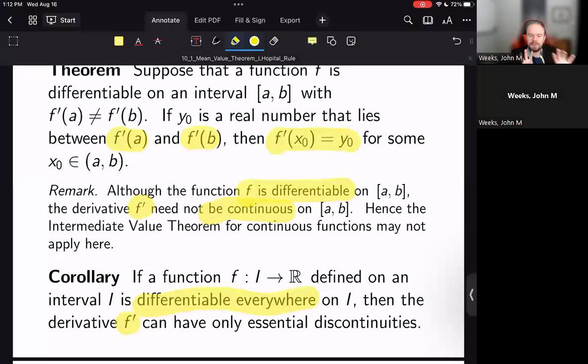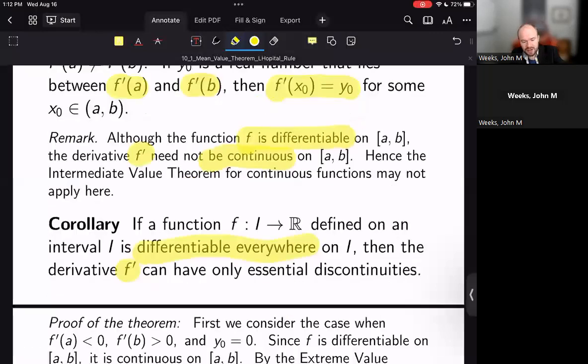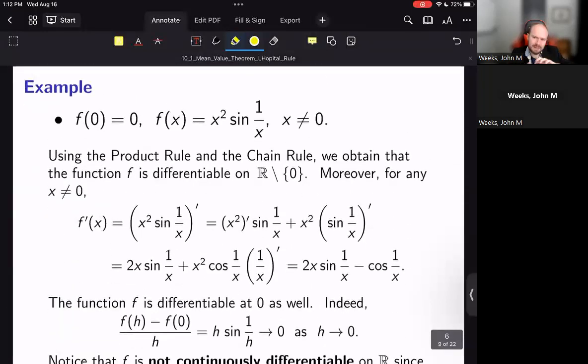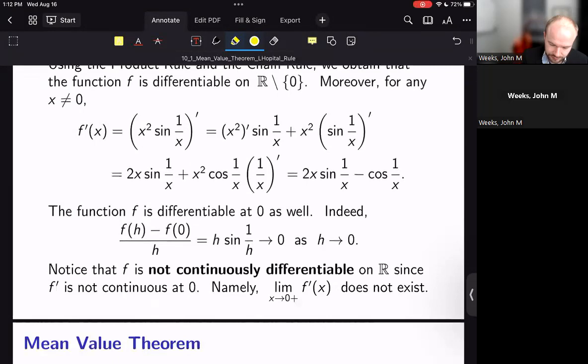So that tells us that maybe we can still have a derivative being discontinuous, but the only discontinuities it would have would be essential discontinuities. I'm going to come back to that theorem in just a second, because this is a good thing to wade through as we discuss this: the difference between a function that is differentiable and what we call continuously differentiable.